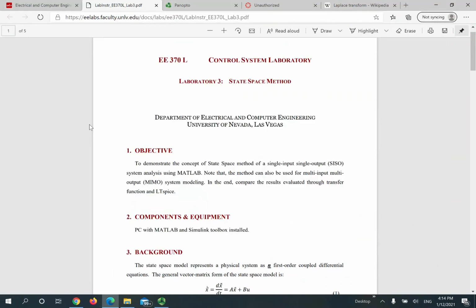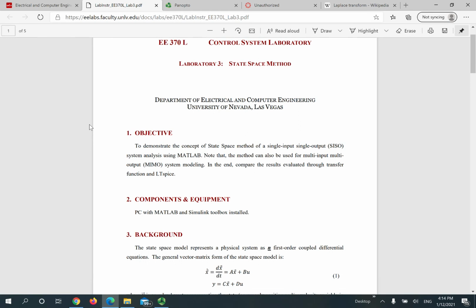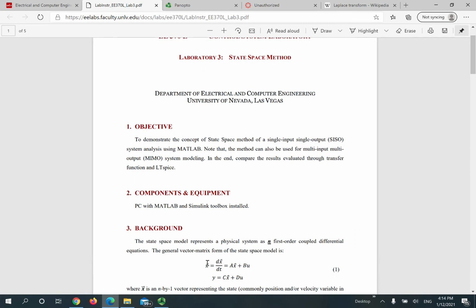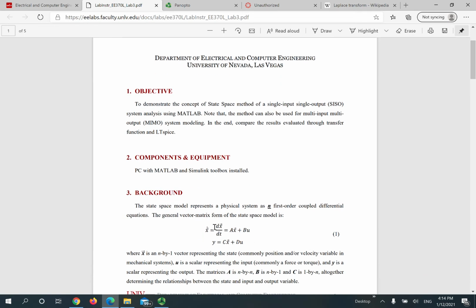Okay, this lab is to show you how to use the state space method to describe an electrical system. Basically, a state space model is n first order coupled differential equations. We have a first order equation and a linear equation, but all variables in these equations are vectors and matrices, not just a single variable. So this is the vector-matrix form of the state space.